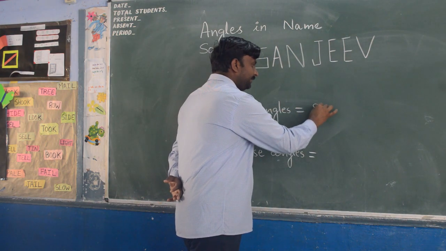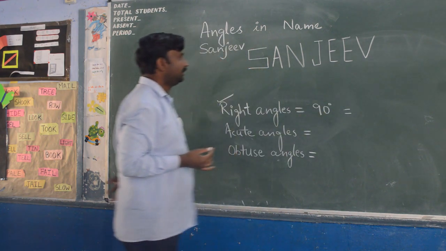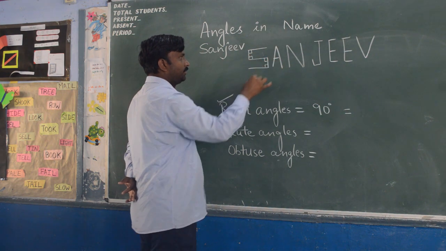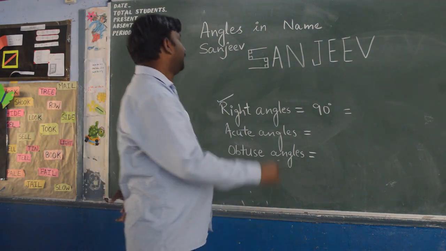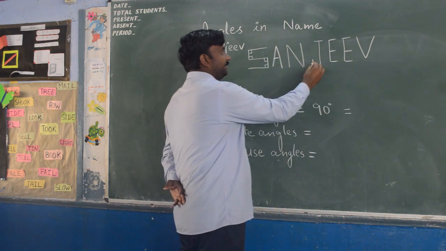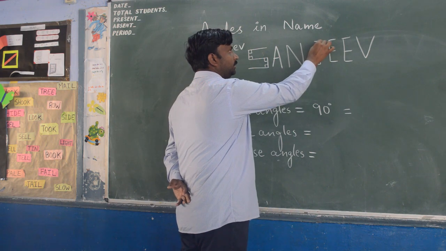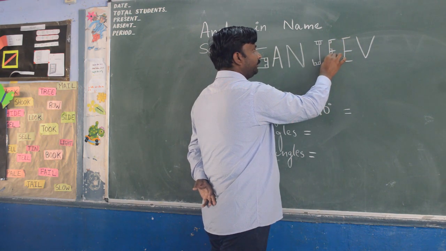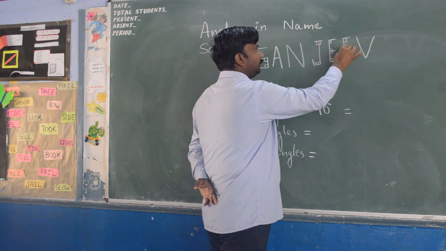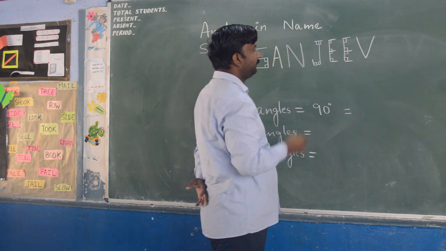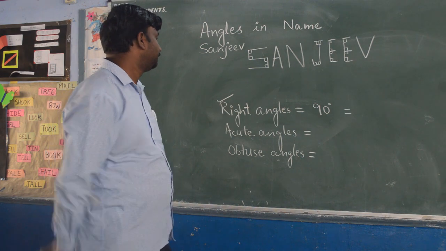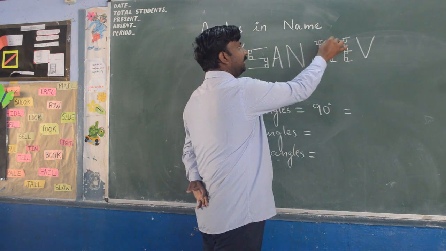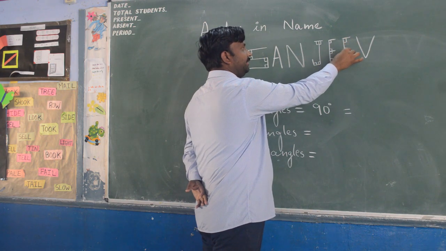A right angle is exactly 90 degrees. So let us count right angles. 1, 2, 3, 4. S has 4 right angles. A does not have any right angle. N has 4, J has 4, E has 4, the other E has 4, and V does not have any right angle. So let us count the total: 16.